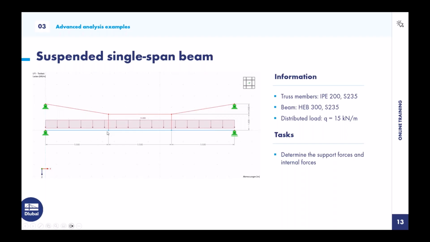So there are truss members that in these blue nodes act as an effective vertical support. And we have a distributed load Q equal to 15 kilonewtons per meter acting on the beam. And we should determine the support forces and internal forces. And I want to show you some additional viewing options.